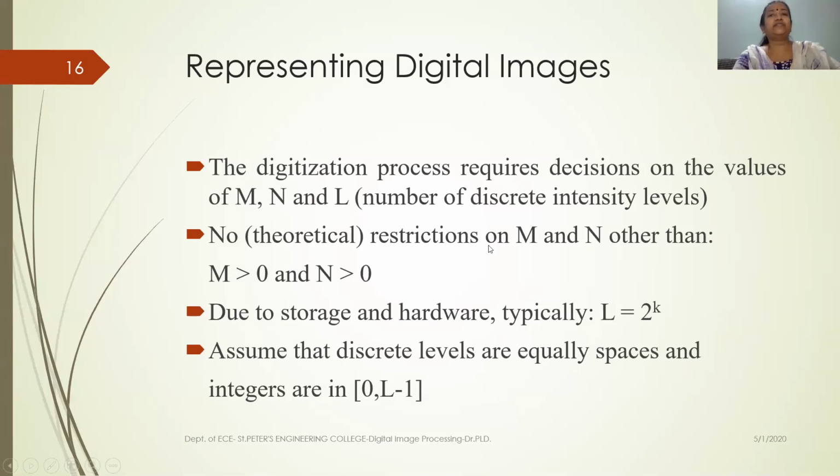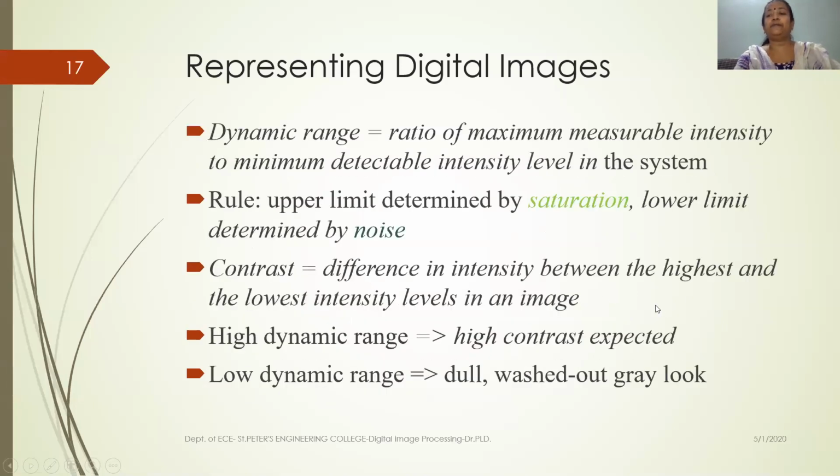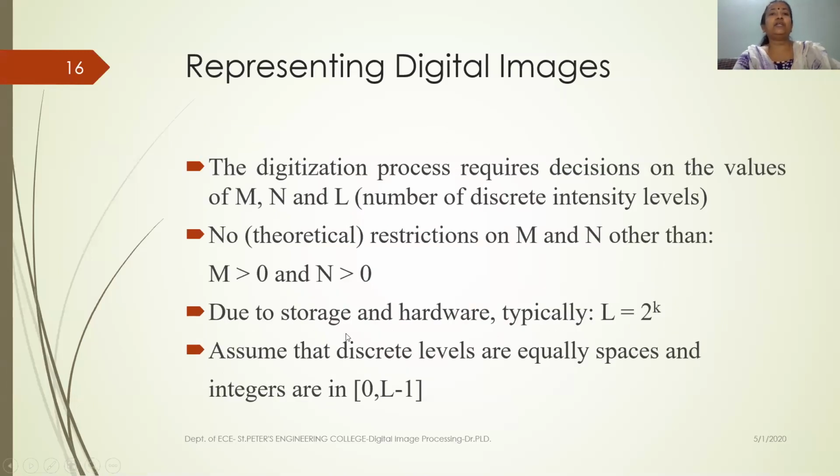So there are no theoretical restrictions on M and N other than M is greater than 0 and N is greater than 0. That's it. Due to storage and hardware, typically L is equal to 2 power K. L is equal to 2 power K. These are the number of discrete intensity levels present in an image. K is the number of bits per pixel. So assume that discrete levels are equally spaced and integers are in the 0 to L minus 1 range. So K is the number of bits per pixel. Based on the number of bits per pixel, we have the number of intensity levels in an image.